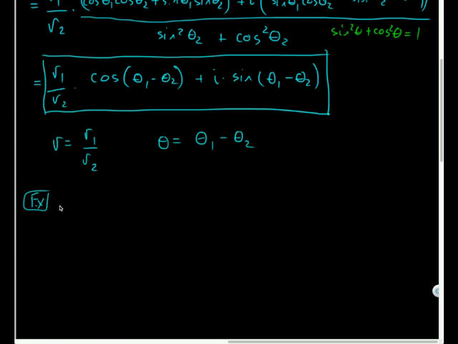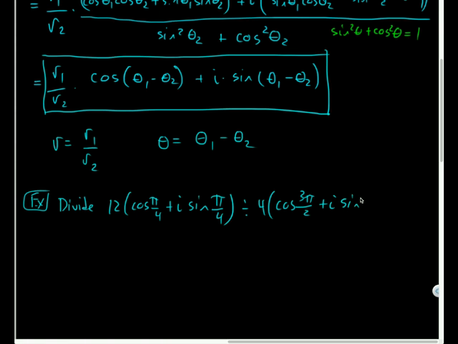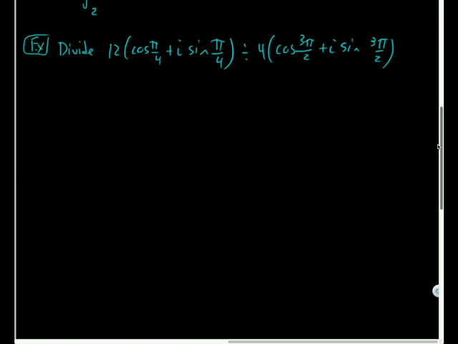So let's see. Divide the following. What if I've got 12 times cosine pi over 4 plus i sine of pi over 4, and I'm dividing that by 4 times cosine of 3 pi over 2 plus i sine of 3 pi over 2. And then part B, we'll rewrite this in rectangular form. So let's figure this out.